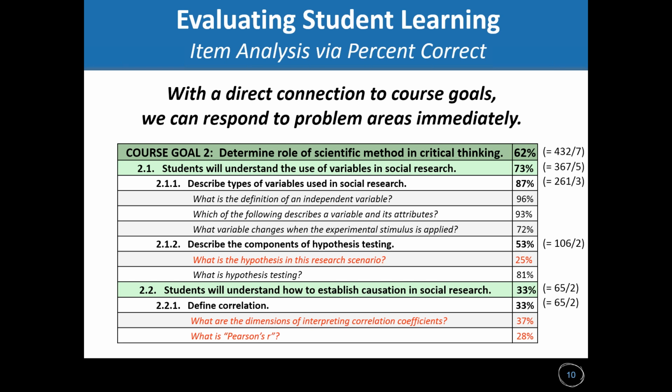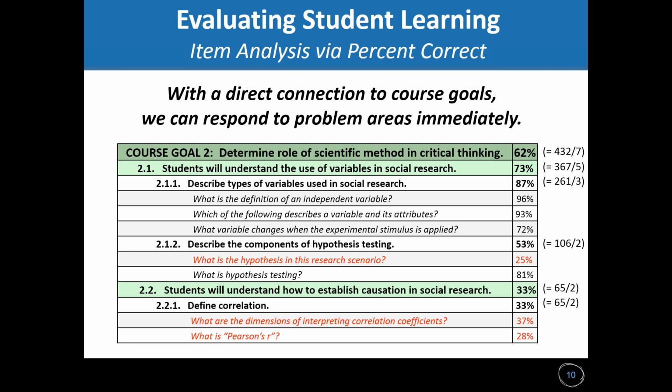But we have more to do, don't we? We still have to get to that course goal level, because that's really what we want to measure in the end. We want to figure out how we can get all of the information we need to understand how well they know course goal number 2. So there's one more piece we haven't looked at yet, and that's 2.2, which is students will understand how to establish causation in social research.